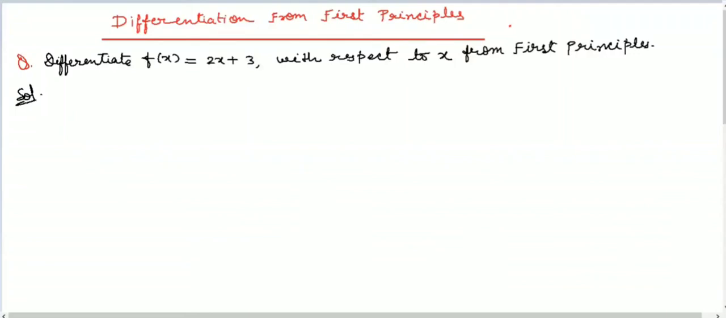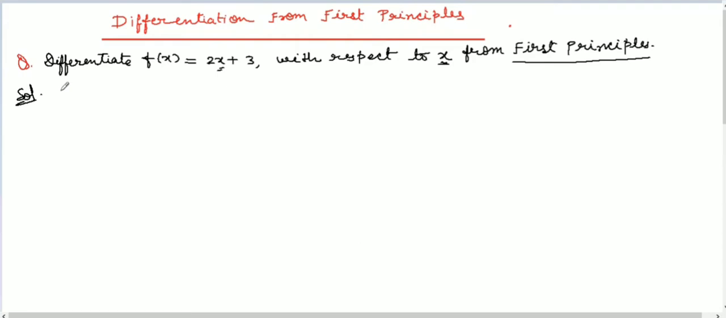Hello everyone. In this video, I am going to do differentiation from first principle. So here is the question: f(x) equal to the function in x equal to 2x plus 3, and we have to differentiate with respect to x because our function is in x, so we will differentiate with respect to x and we will use the rule first principle. So, differentiation from first principle.